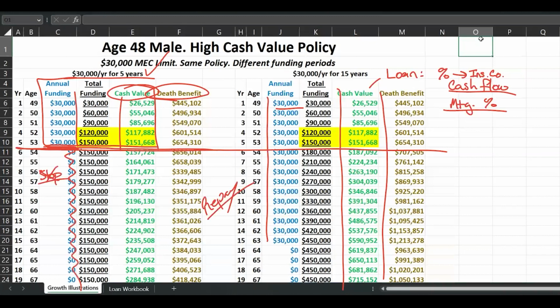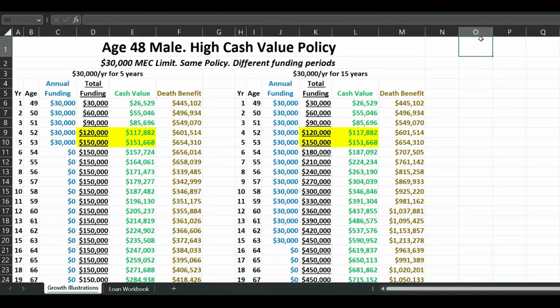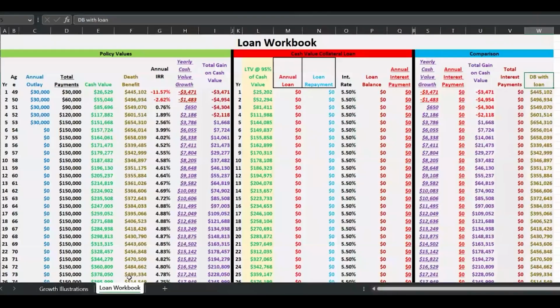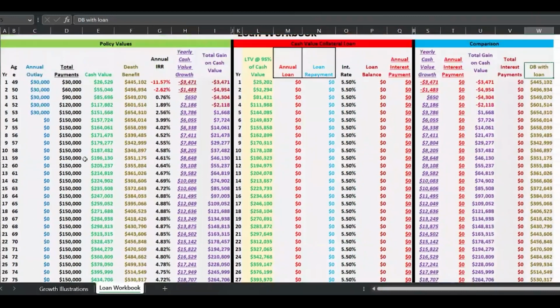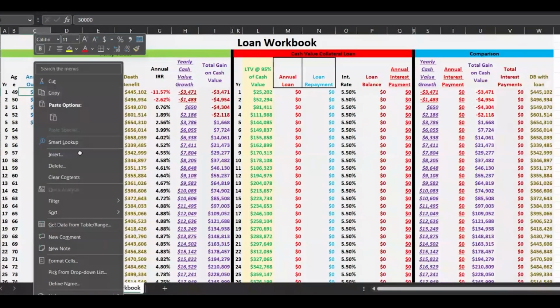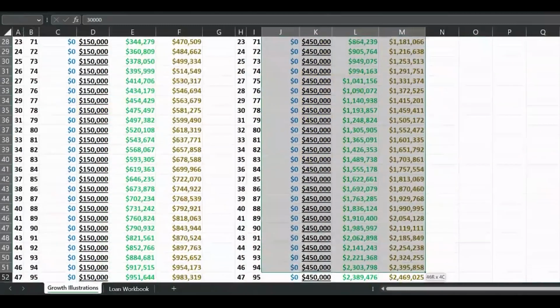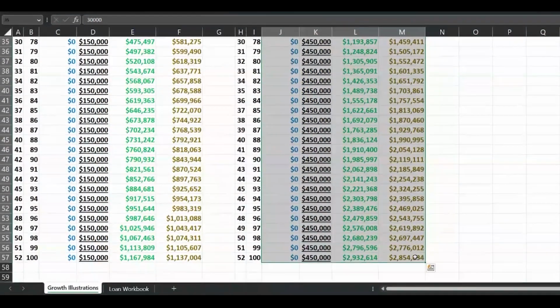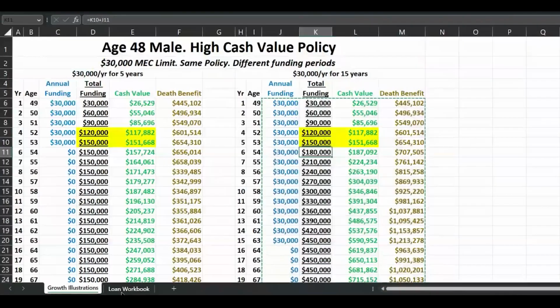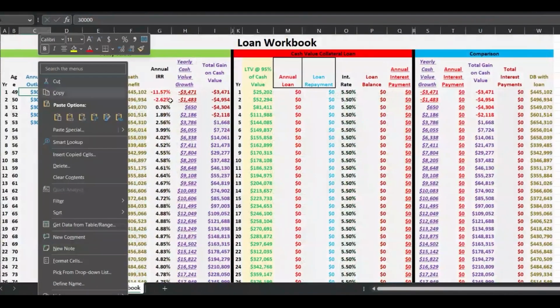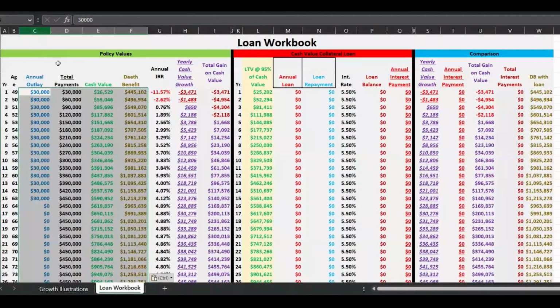So let's look at that. Let's look at the 15 pay first, actually. So we've got our handy dandy loan workbook. We would want to model this with the actual insurance illustration software, but this workbook will give you just a quick on-the-fly dollar amount here. Here we go.